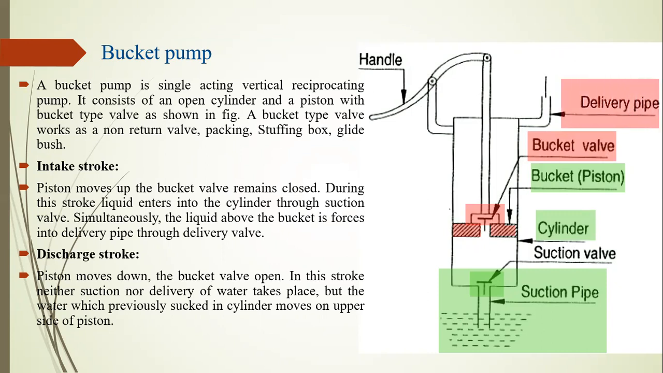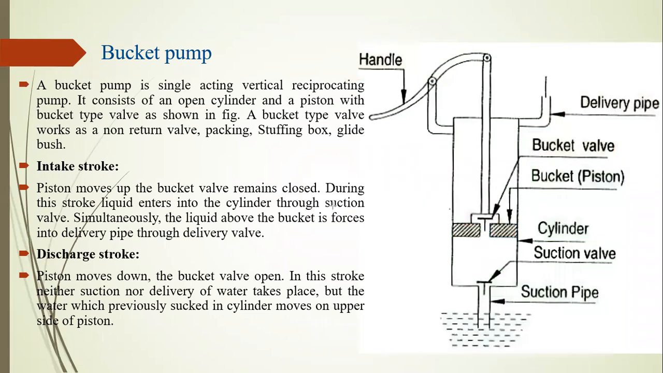Then there is a delivery pipe, which gives the water output from the cylinder. There is a handle with which we move the piston in an upward and downward direction, called reciprocating motion. Through the handle, we give reciprocating motion to the bucket or piston, and it transfers water from the suction side to the delivery side. This is the basic principle and working of the bucket pump.